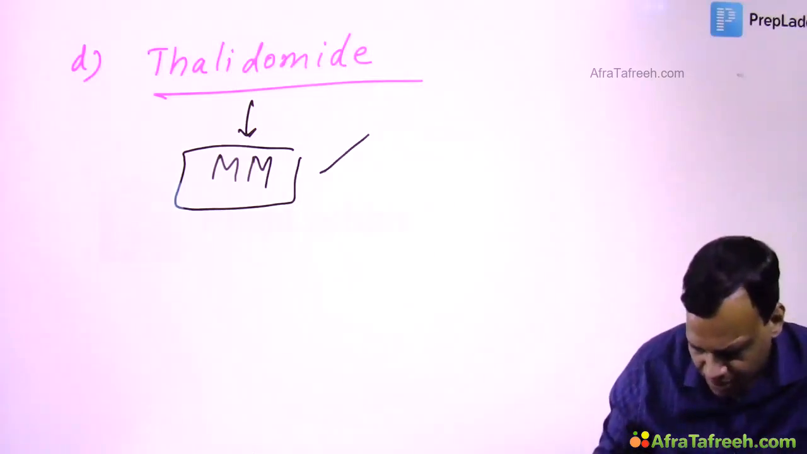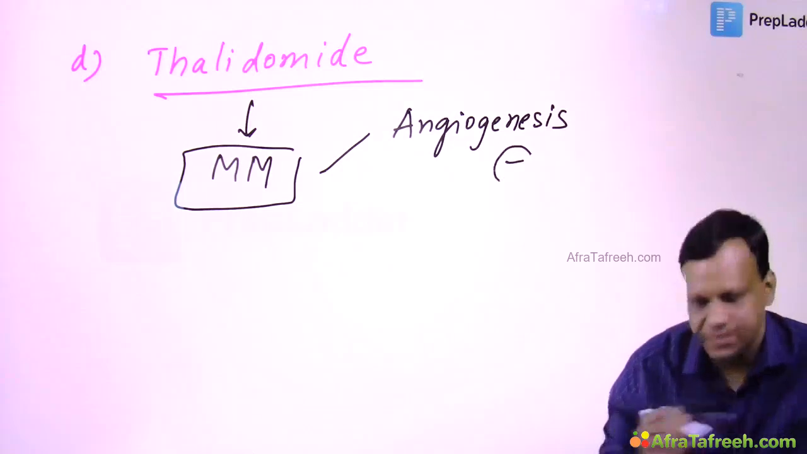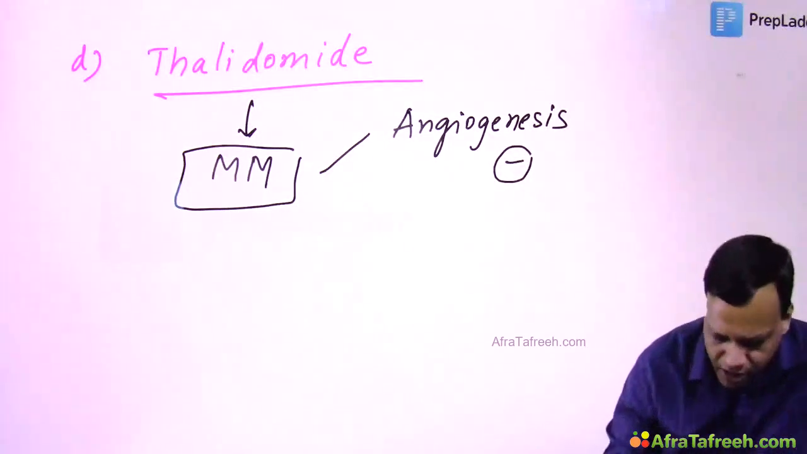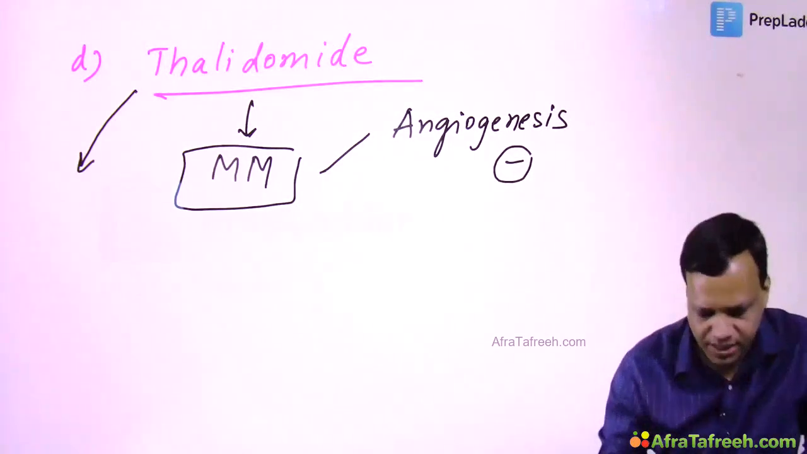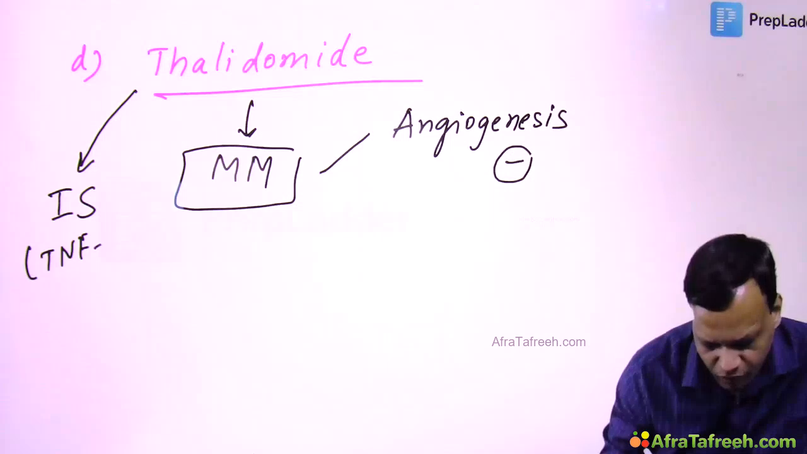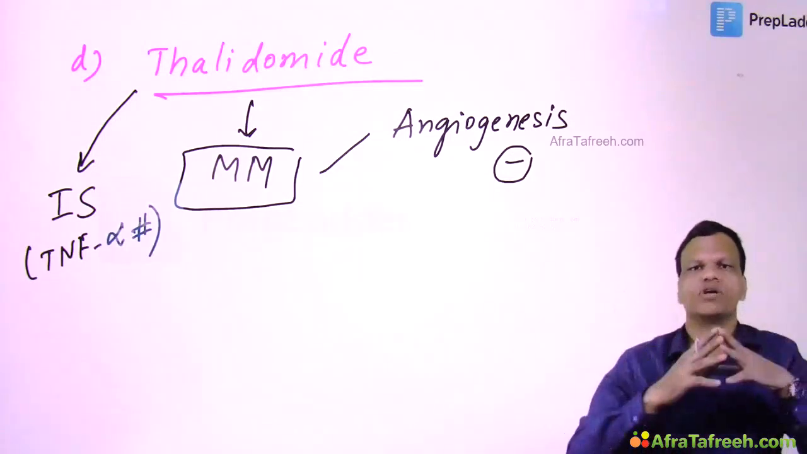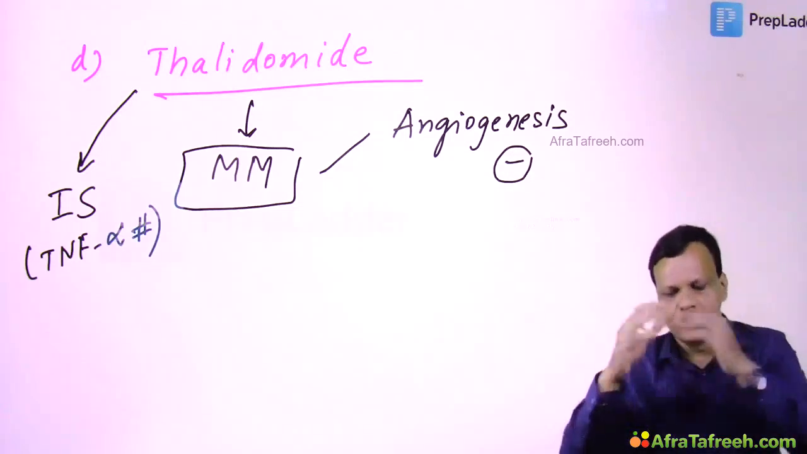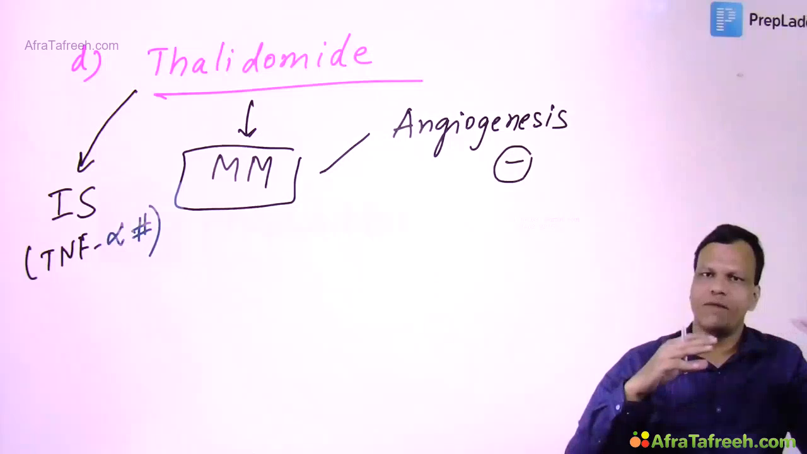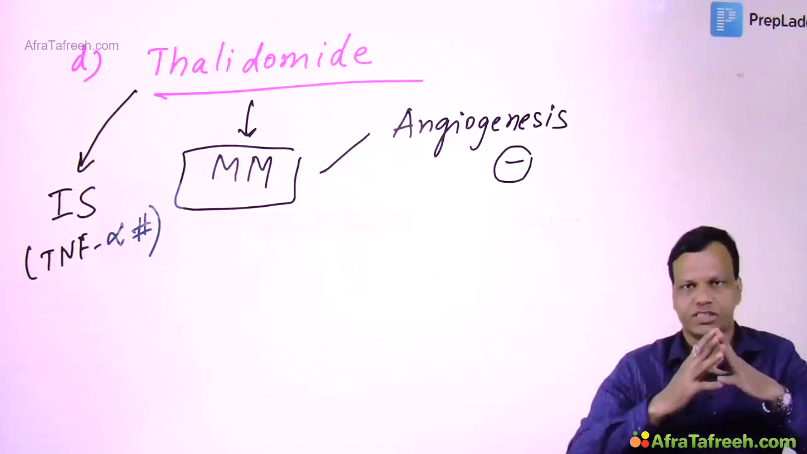The major mechanism in multiple myeloma is that it is an angiogenesis inhibitor. It acts by inhibiting angiogenesis. But thalidomide is a very powerful immunosuppressant drug also. It can inhibit TNF alpha. Powerful immunosuppressant drug, so it can be used for a lot of autoimmune conditions also. So apart from multiple myeloma, it is used for many conditions where we want to produce immunosuppression.